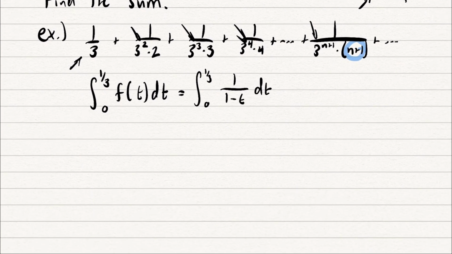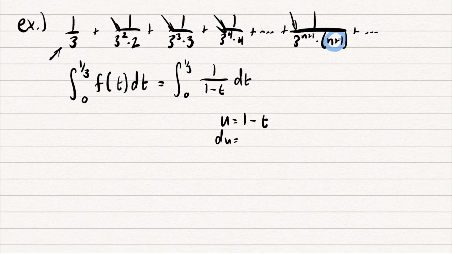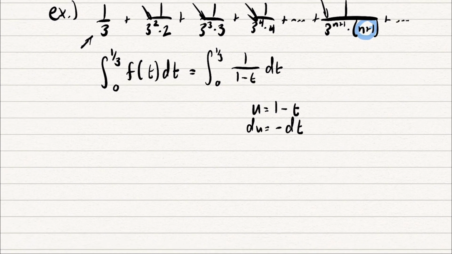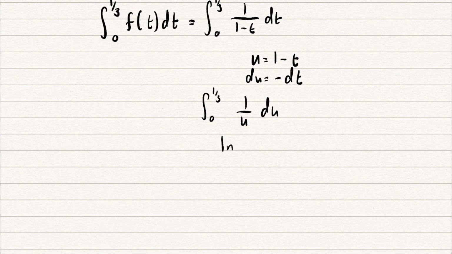So if I do this, ready? I'm going to do u substitution. 1 minus t is going to be my u, therefore du is equal to negative dt. And so I'm going to get the integral from 0 to 1/3. I'm going to convert the variables back, so I don't need to convert the 1/3 as well. So I get 1 over u du, which gives me ln. But don't forget there's a negative out in front. So negative ln of the absolute value of 1 minus t, and then we're going from 0 to 1/3.